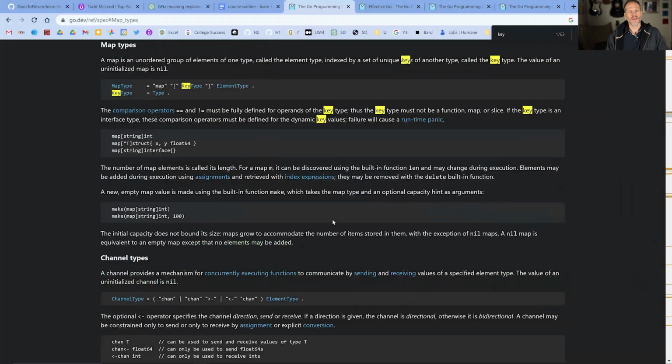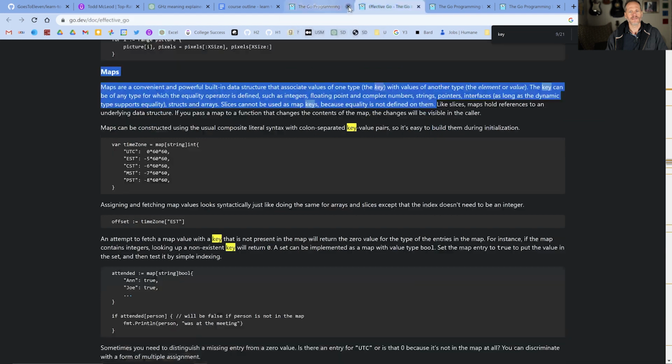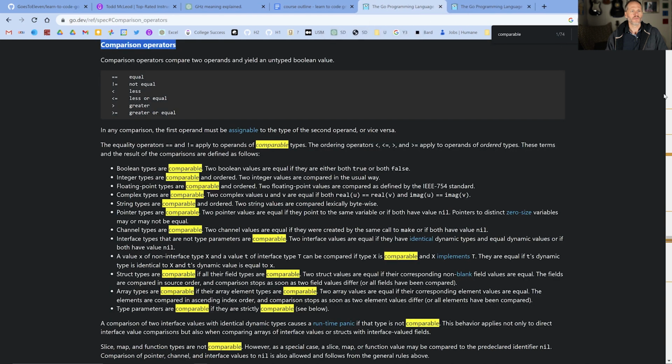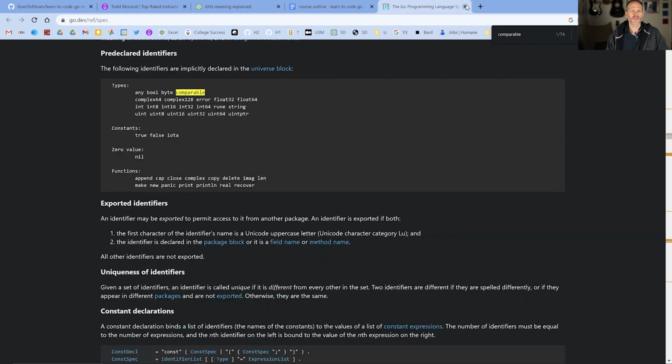You can see that here, what I just referenced in the language specification. You could pause the video and take a look at that, and you can also see it here in Effective Go. You can also see the comparison operators here again, and some notes on comparison in the language specification once again. Notice the word comparable is being used all the time. And then we also have this new type in the language specification, comparable, and that comparable type can be used with generics.